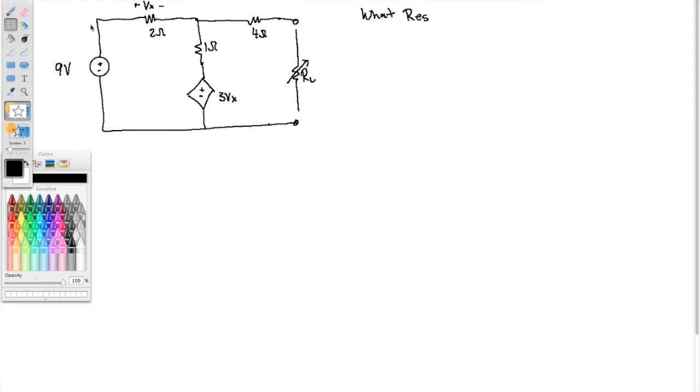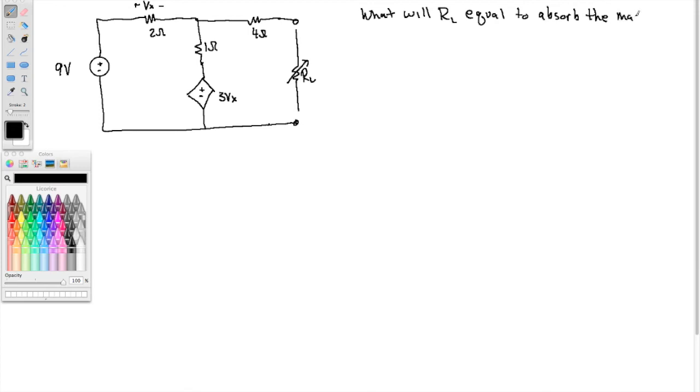Or I'll say it another way: what will RL equal to absorb the maximum amount of power? And we'll say, how much power?